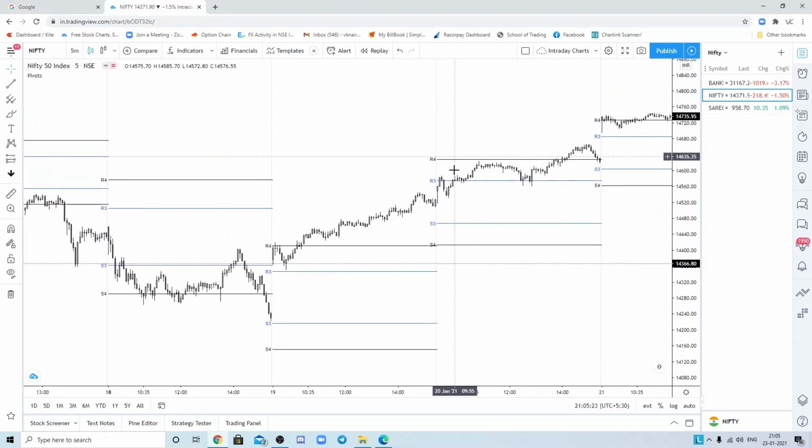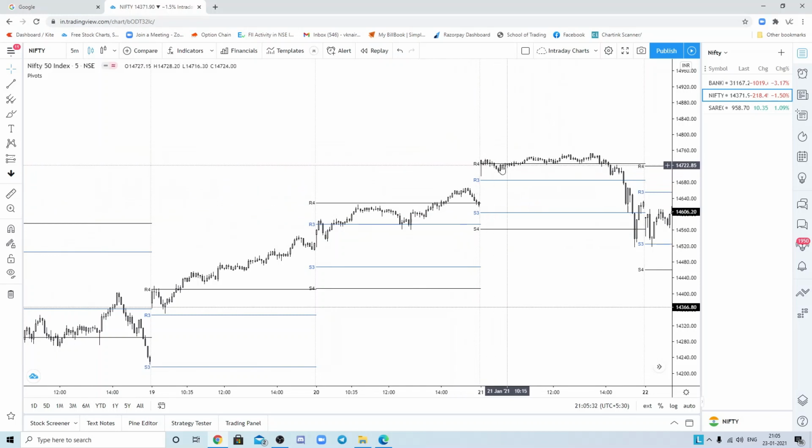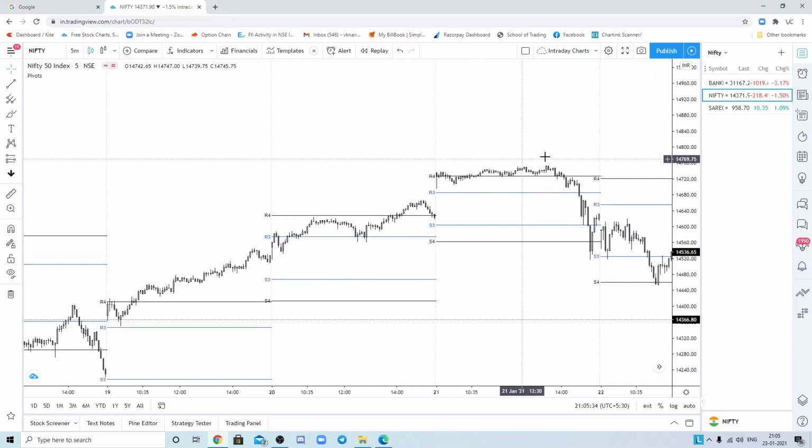Here also you can see that the level is big enough, but still after the breakout it went up. So every time there is a proper breakout, it went up.